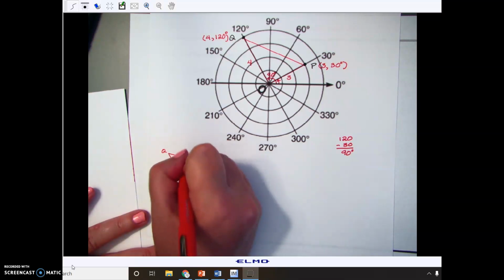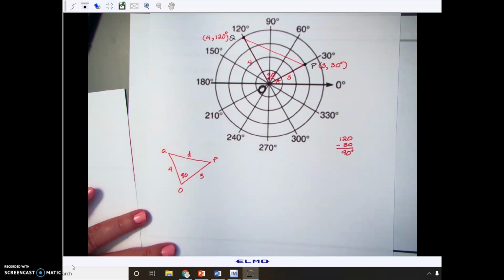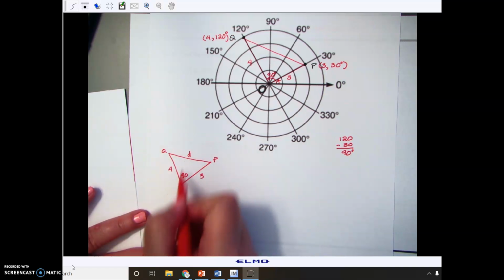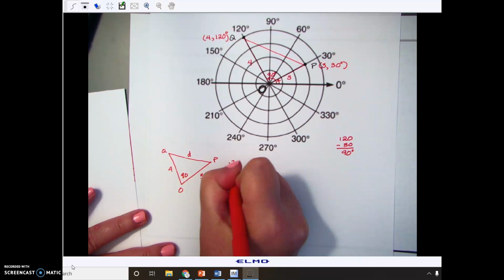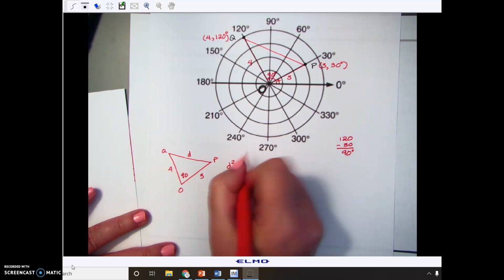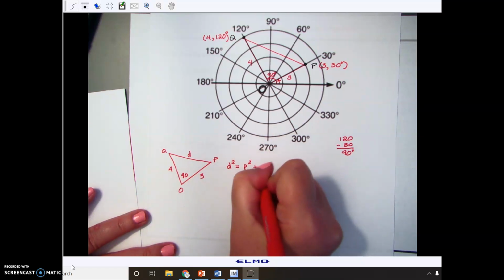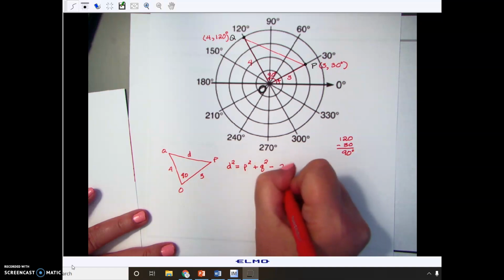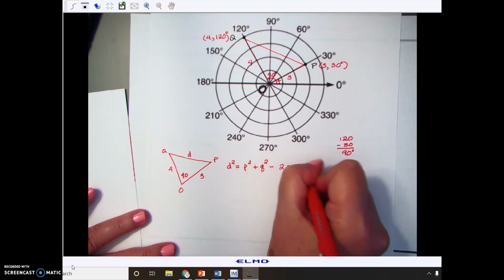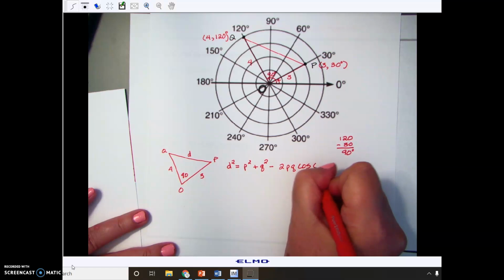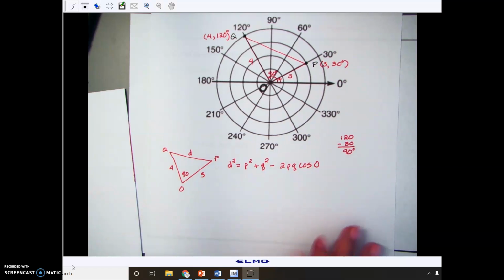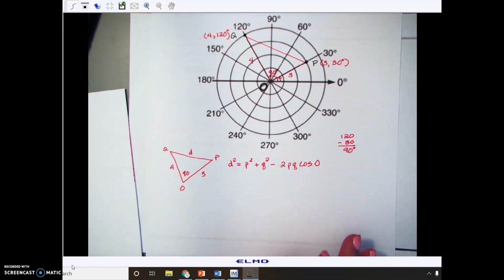So we will call this D for distance. So we said the length opposite the angle squared is equal to, this would be P squared, plus Q squared minus 2PQ cosine of O, meaning the origin. So the cosine of the angle at that pole.